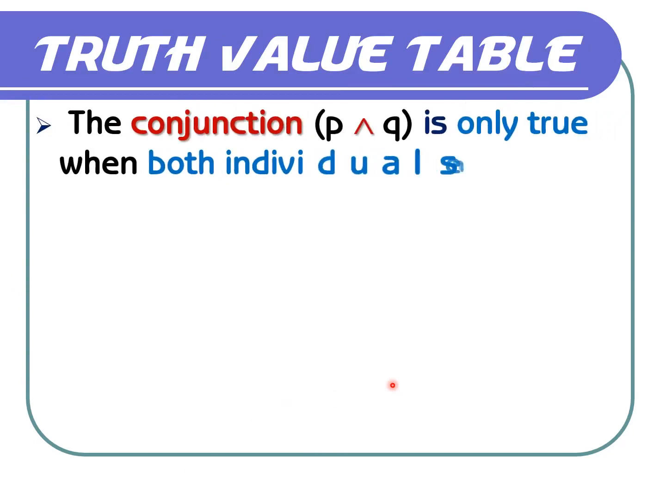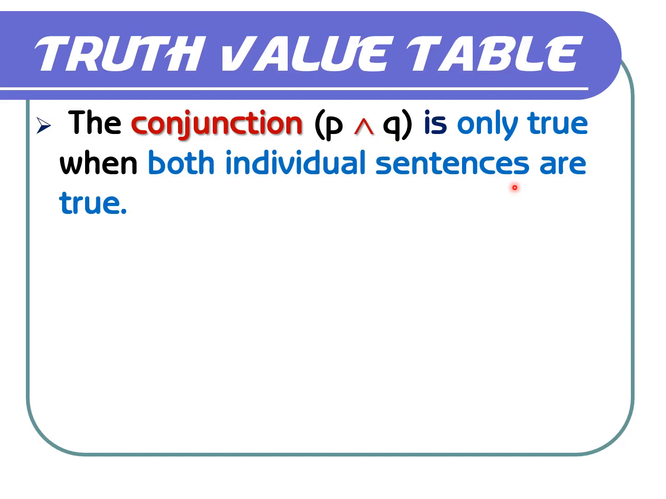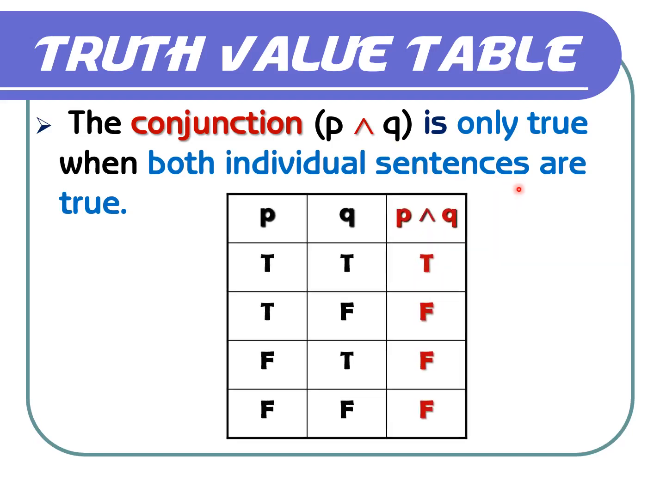Now let's have the truth value of a conjunction. The conjunction P and Q is only true when both individual sentences are true. Meaning, if the first statement is true and the second statement is also true, the truth value of the conjunction is also true. But if one of the statements is false, just like this one, true, false, false, true, false, false, the truth value of the conjunction is also false.